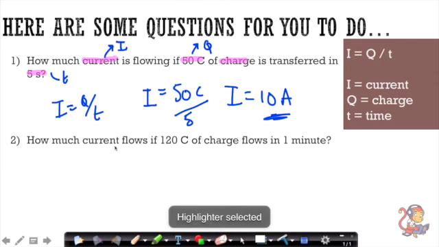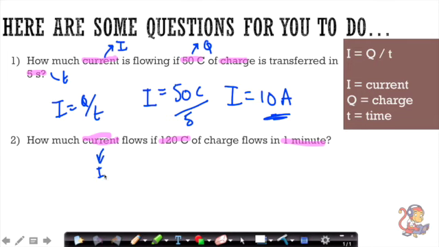For the second question, we've got how much current flows if 120 coulombs of charge flows in 1 minute. So again, it's always good practice to have a look at what we've got. We're asked for I. We have been given Q, and we've been given T. But hopefully you've noticed that T is in minutes and not seconds. So first we have to convert that to seconds. So 1 minute is 60 seconds.